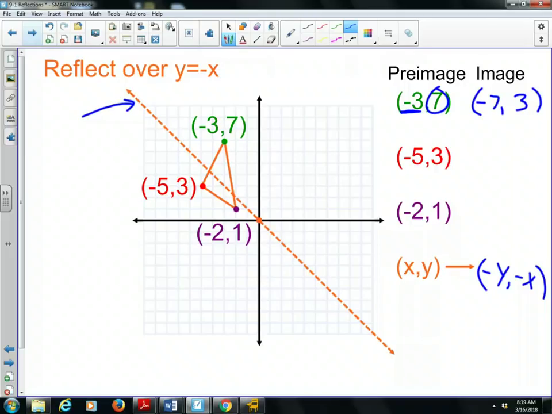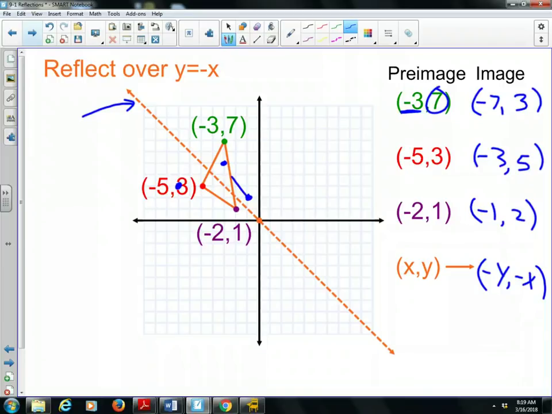Negative 1, 2, 3, 4, 5, 6, 7, up 1, 2, 3. There's our image for negative 3, 7. Negative 5, up 3, we're going to change the spots and change the sign, so it's negative 3, 5. And then for negative 2, 1, it becomes negative 1, positive 2. Let's put these points on the graph as well. Left 1, 2, 3, up 1, 2, 3, 4, 5, and left 1, up 2.